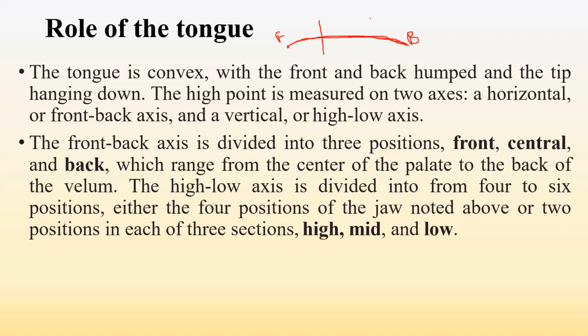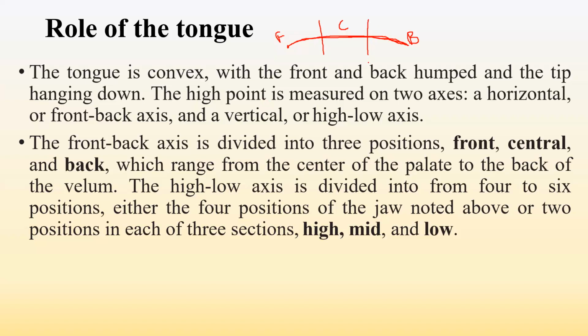Right? That means horizontally, the tongue is divided into three sections. This is the front section, this is the central section, and the third is the back section: front, central, back. The back part begins somewhere in the center of the palate and extends to the back of the velum, right?